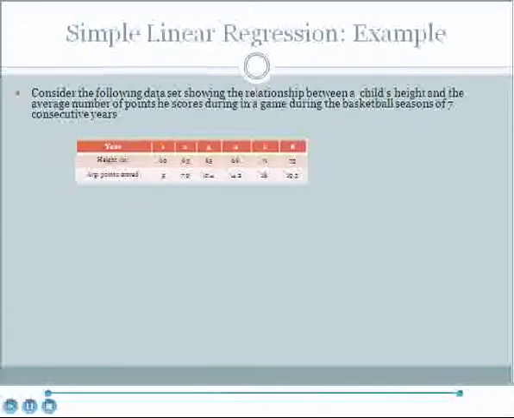Consider the following data set showing the relationship between a child's height and the average number of points he scores during a game in the basketball seasons in 7 consecutive years. The year is shown in the first row of the table. The student's height in inches, the independent variable x, is shown in the second row, and the number of points he scored in the corresponding year is shown in the third row. This is the y, or dependent variable.